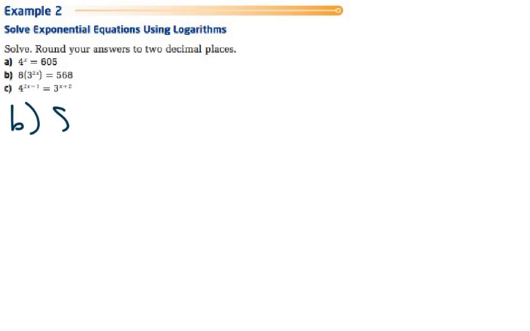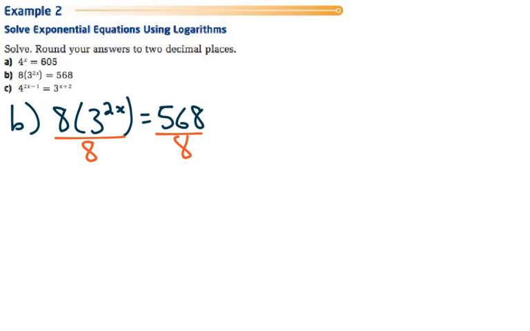Moving on to B. The only complication that we have with B is this 8 that's multiplied. And because of that, we shouldn't log both sides right away. We should get it down to just the exponential function on the left. So the easiest way to do that is to divide both sides by 8, cancel those 8s. We end up with 3 to the power of 2x equals 71.